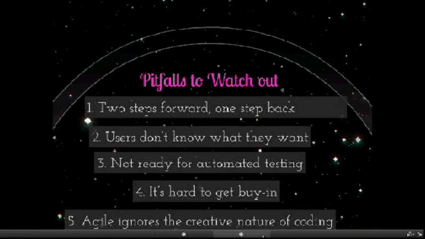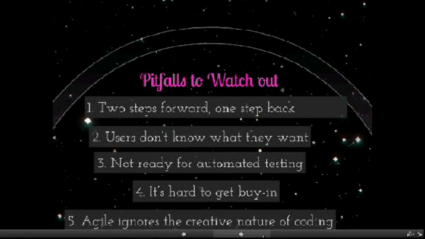Also, while Agile is supposed to control scope creep, there are reports that the iterative design process can lead to users demanding a multitude of changes at each iteration, making it difficult for developers to deliver.